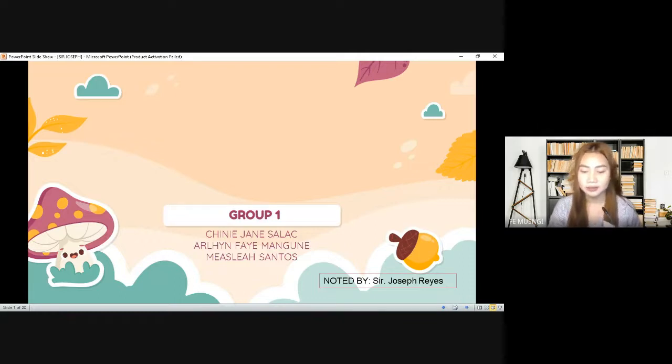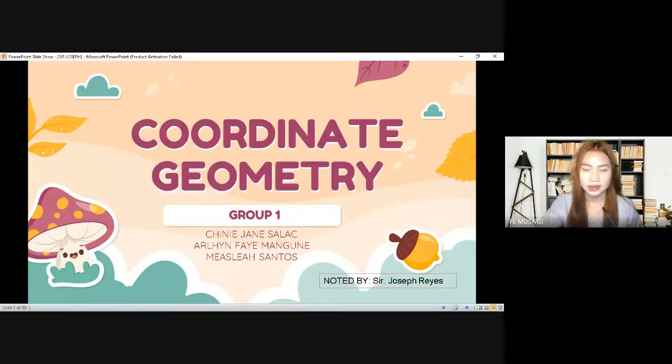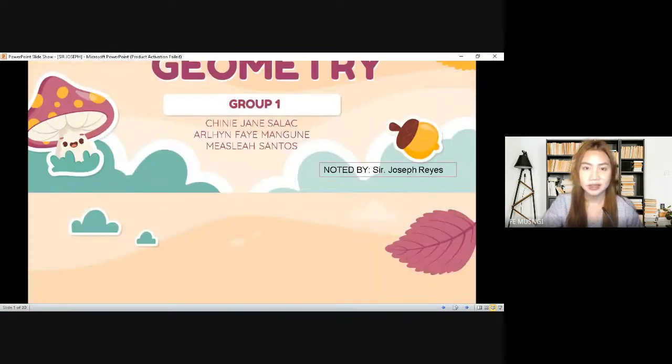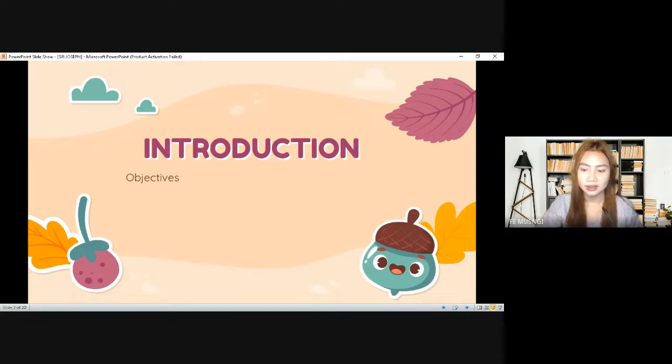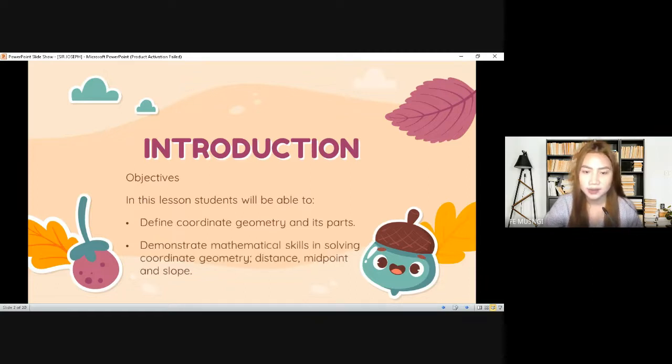So, our topic for today is about coordinate geometry. For the introduction, here are the objectives of this lesson. In this lesson, students will be able to define coordinate geometry and its parts, and demonstrate mathematical skills in solving coordinate geometry: distance, midpoint, and slope.